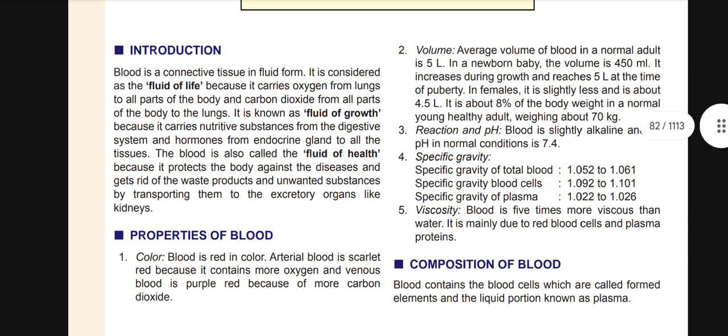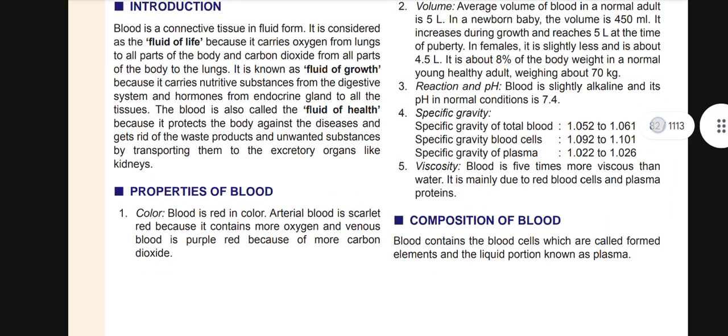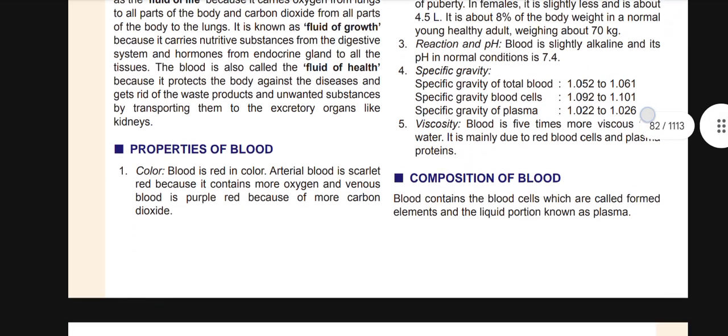So, properties of blood. Blood is red in color. In case of arterial blood, it is scarlet red because it is oxygenated, or it contains a greater amount of oxygen. And in case of venous blood, it is purple red because it is deoxygenated, or it contains carbon dioxide. Blood volume is generally about 5 liters, and in a newborn baby it is 450 ml. The pH of blood is 7.4, and blood is about 5 times more viscous than water.